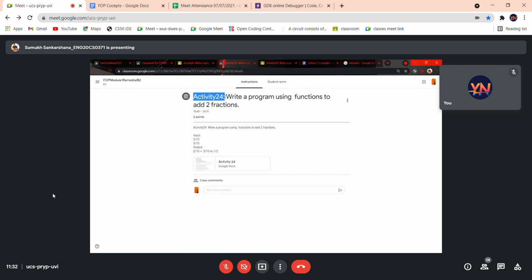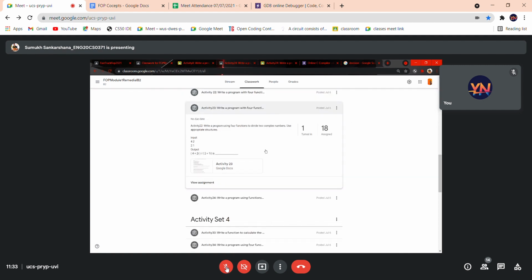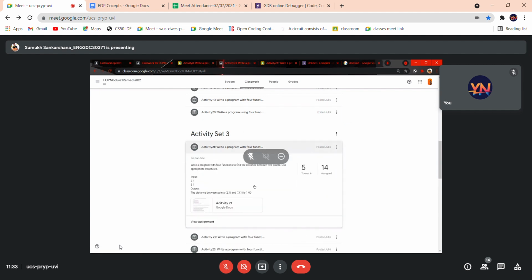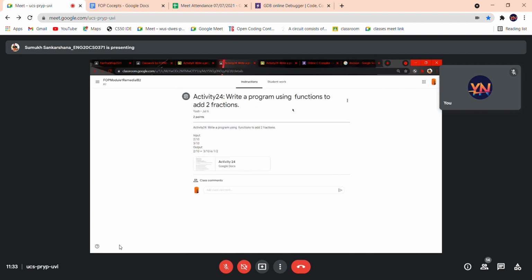In activity 24, it is given that we write a program using functions, basically four functions, to add two fractions. It is in activity set 3, where in every question there is a keyword given: use appropriate structures and four functions. Basically, whenever the keyword is mentioned, like write a program using functions, you have to use four functions.